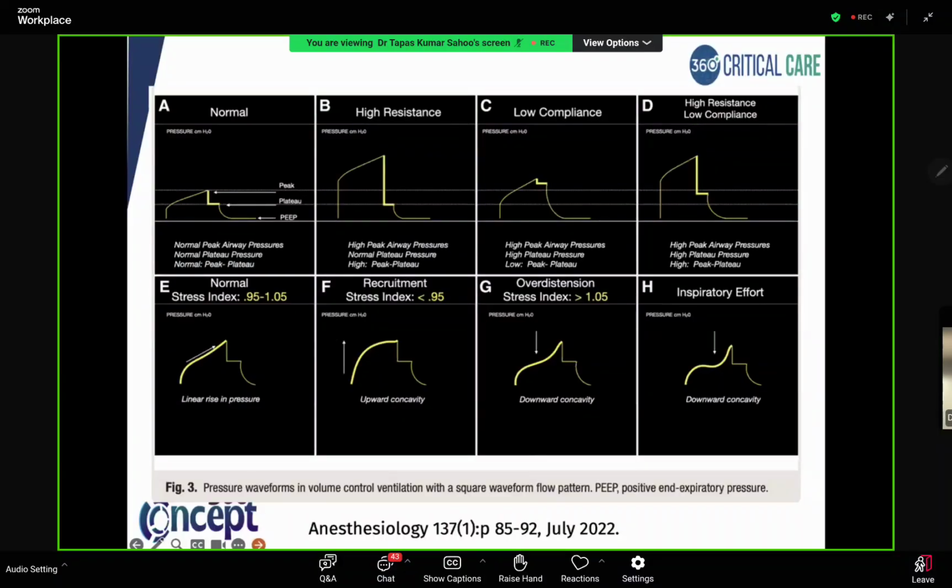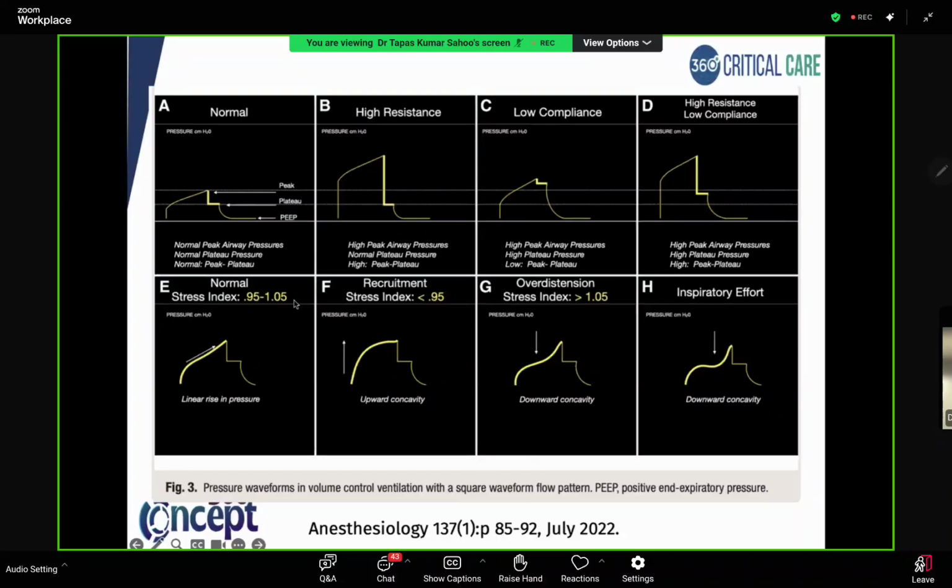Now, coming to a few other things the examiner sometimes asks. This is the peak pressure, this is the plateau pressure, this is the PEEP. Now, with high resistance, you would get a very high peak inspiratory pressure, but a normal plateau pressure at the same level as normal. Peak minus plateau is very high here. Now with low compliance, your plateau pressure is high, but your peak pressure is okay. That means resistance is not the problem, rather compliance is the problem. Here, high resistance, low compliance, it would look like this.